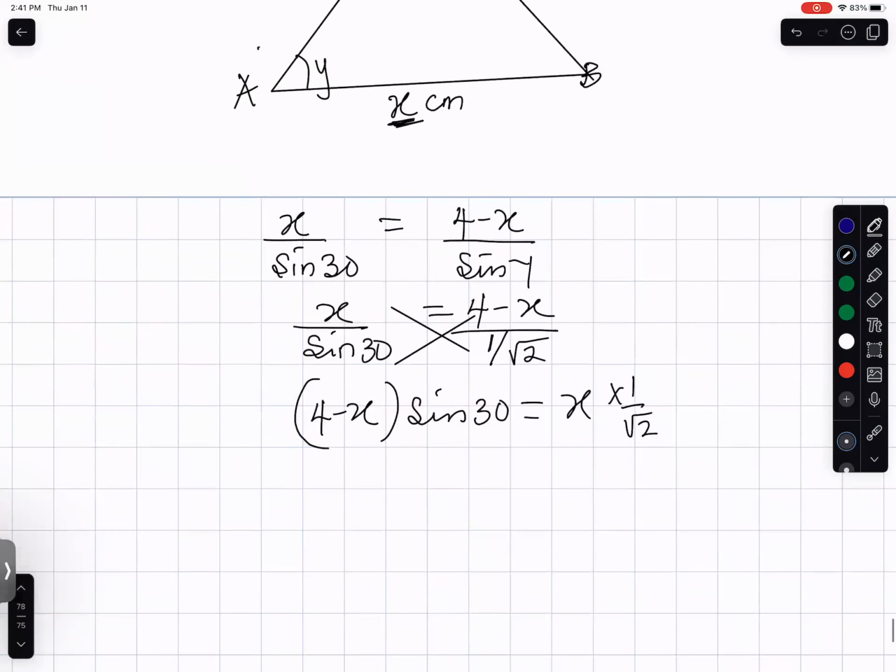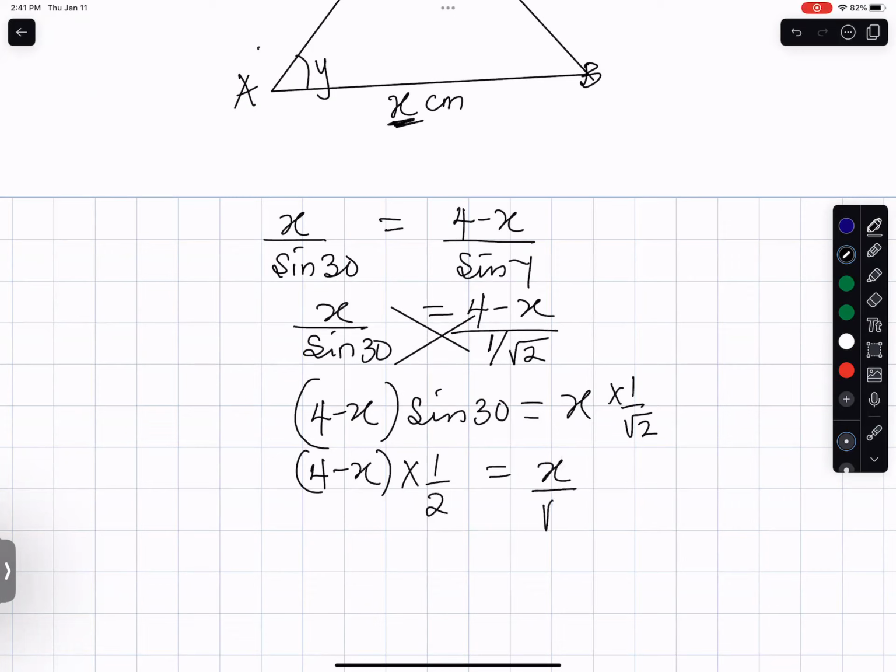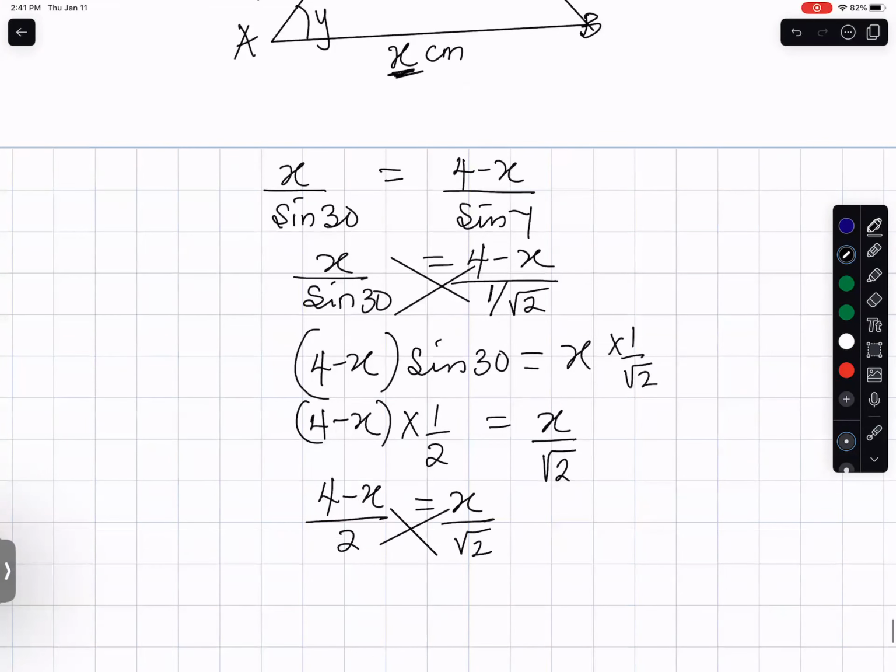So we have 4 minus X, sine 30 is 1 over 2, equals X multiplied by 1 over root 2, which will give us X over root 2. So half multiplied by 4 will give us what? We can have 4 minus X over 2, or we can have 2 minus X over 2. I prefer we go with 4 minus X divided by 2 equals X over root 2. So cross multiply. We have 4 minus X into root 2 equals X multiplied by 2, which is 2X.